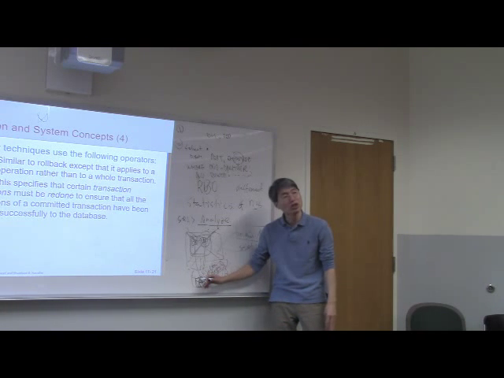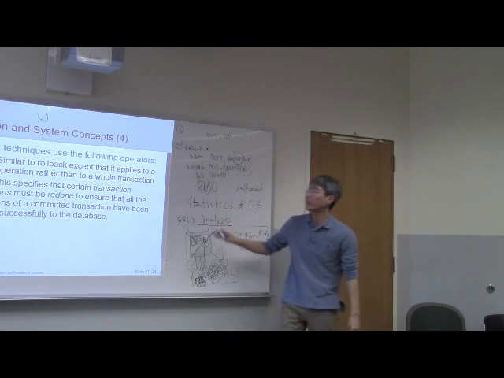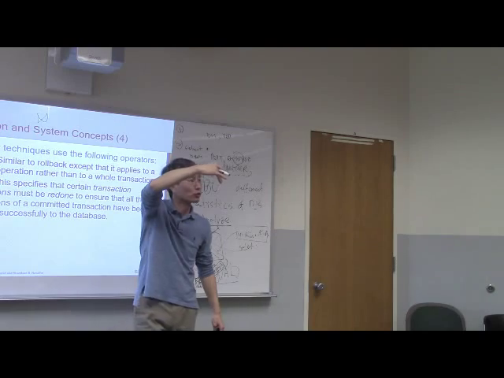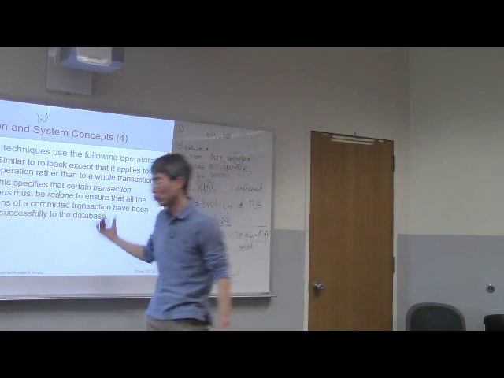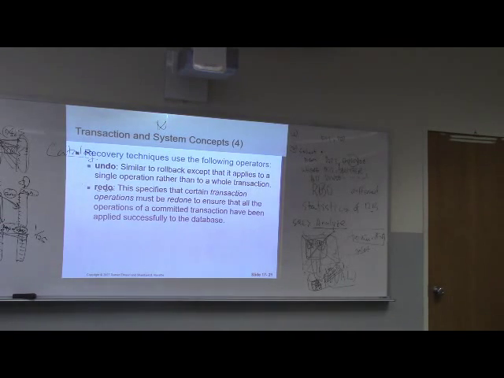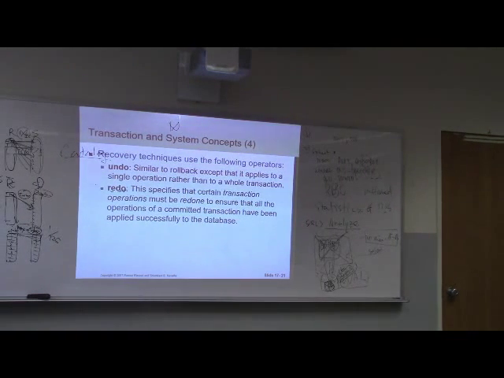But the data has changed. This one is B, but it's supposed to be A. So at that time you can undo, go back to the original operation, so it will be A. So this is undo and redo, to keep the consistency of your database.